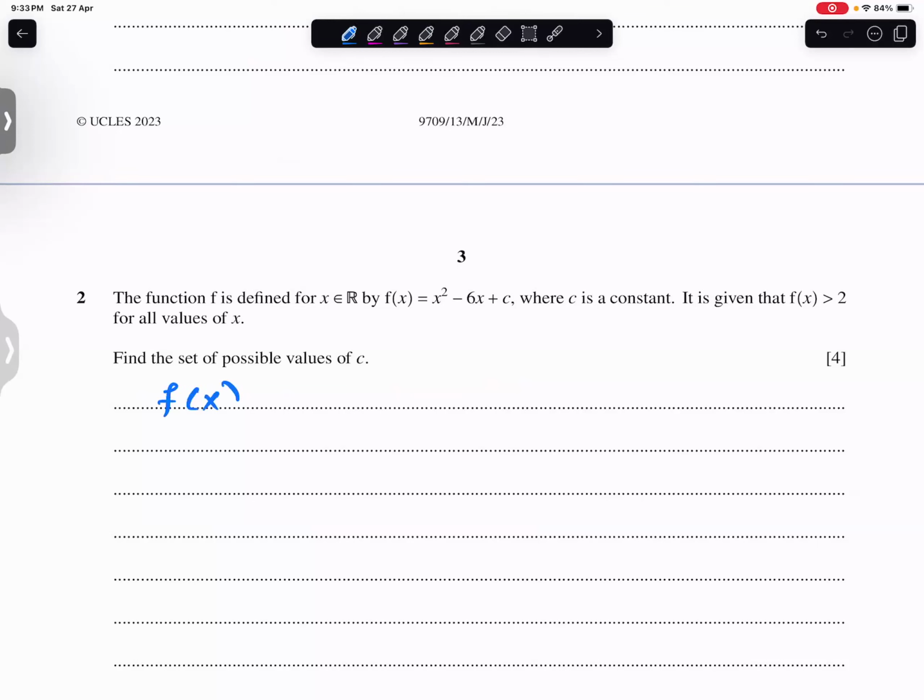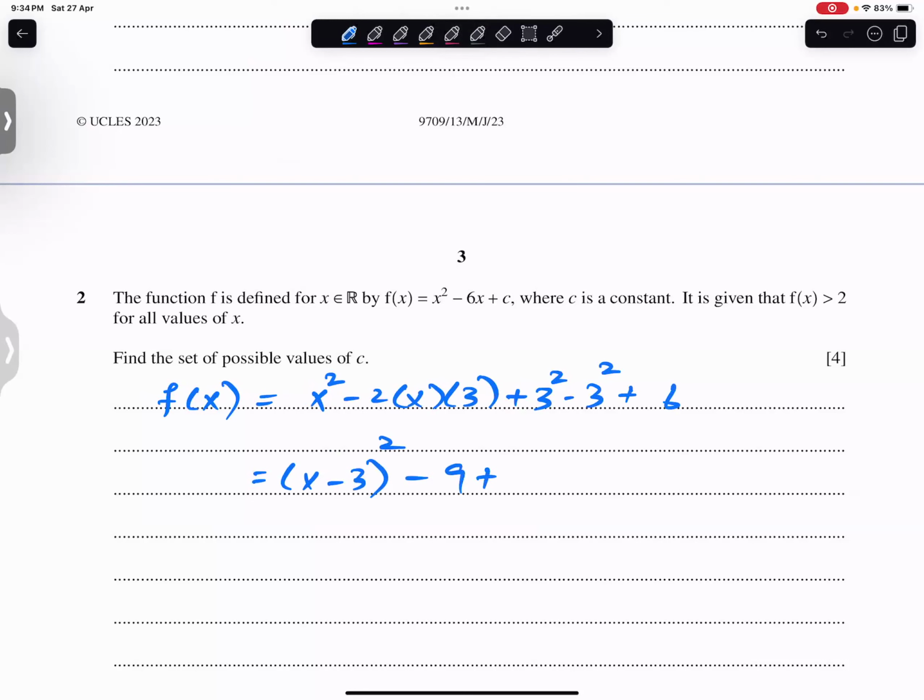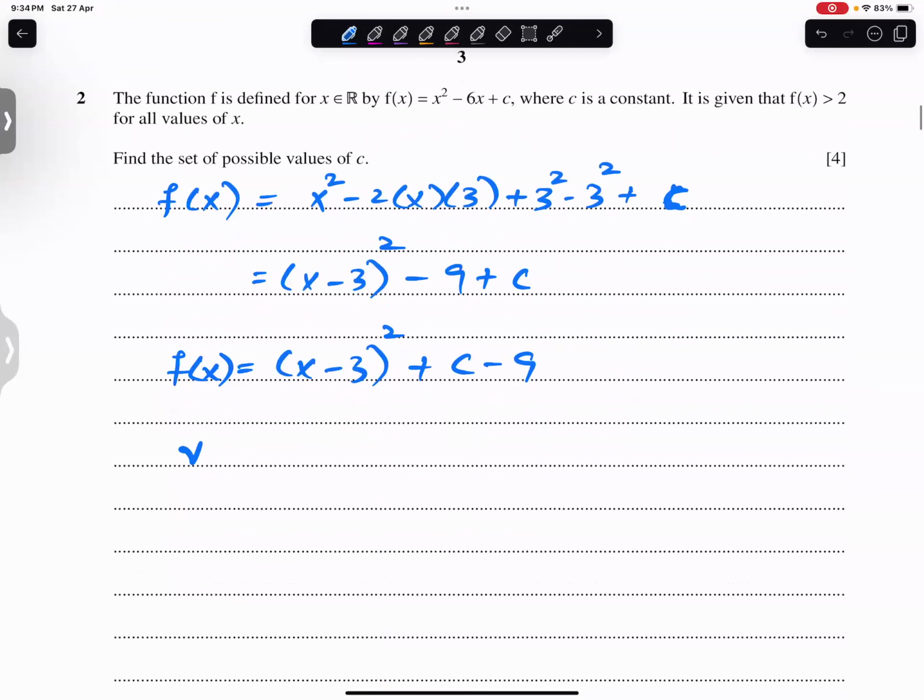So for a quadratic curve, students, please make the completing square form. So x square minus 2 times x times 3 plus 3 square minus 3 square plus c. So this will become (x minus 3) whole square minus 9 plus c. So we can also write it as (x minus 3) whole square plus c minus 9. So it means that my vertex will be (3, c minus 9).